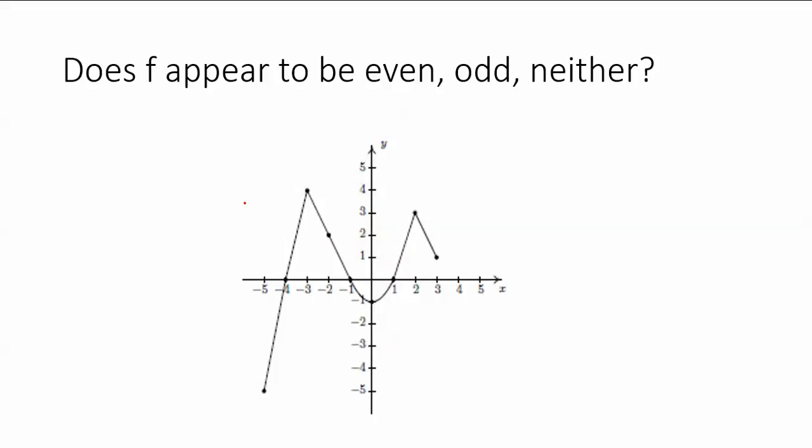Just as a refresher, even means it's symmetric to the y-axis. This would be a graph, for example, that's symmetric to the y-axis. If you take the right side and you flip it over, it lands exactly on this side. Well, if I were to take, for example, this piece right here and flip it over, well, that kind of more or less looks like it's symmetric to the y-axis right there.